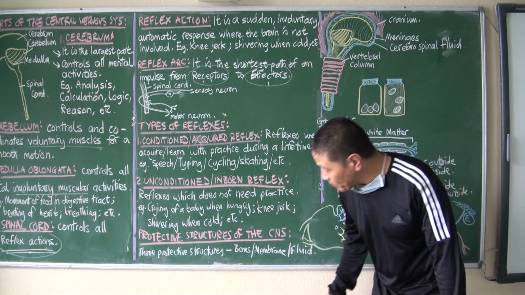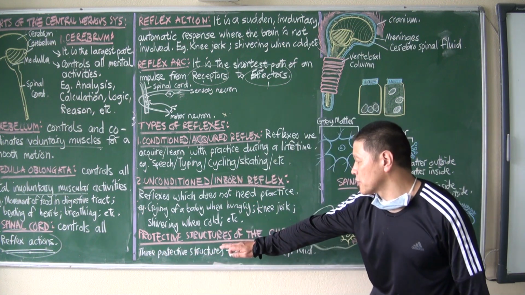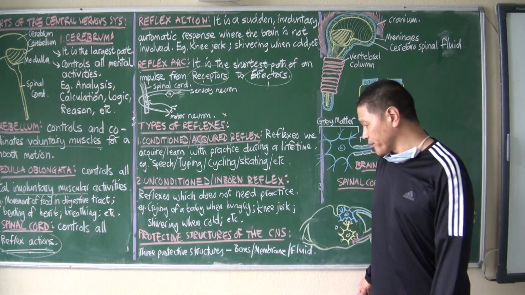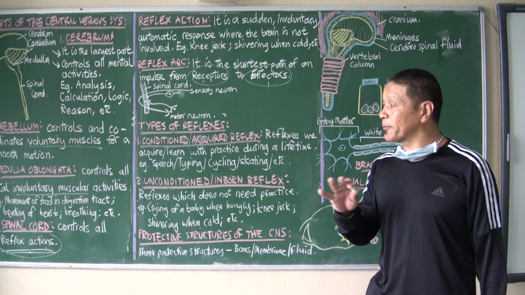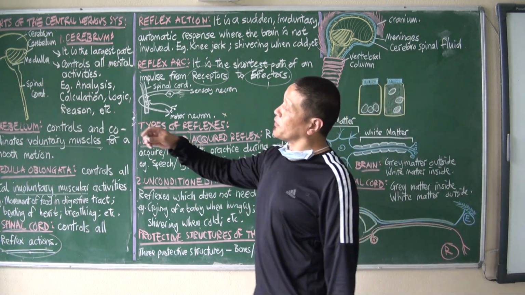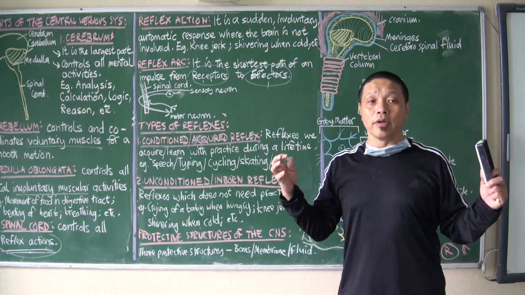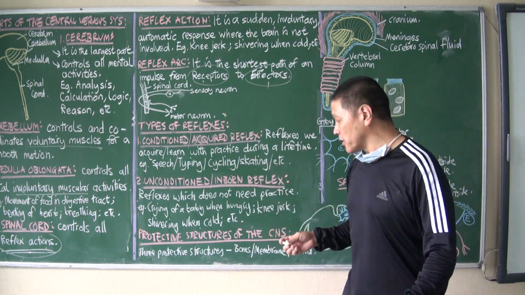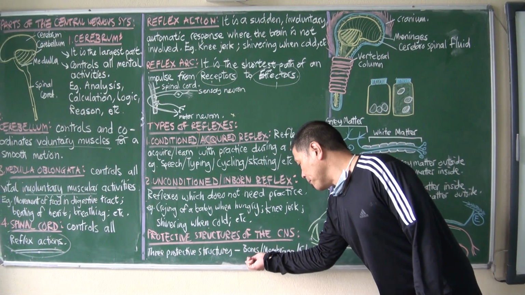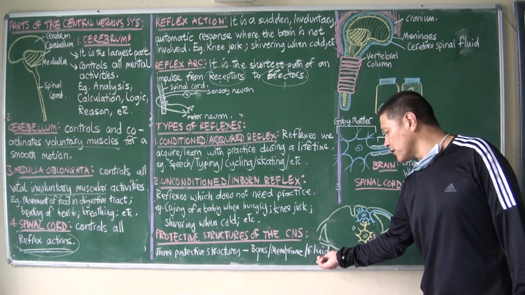The next is protective structures of the central nervous system. There are three structures that protect the central nervous system because it's a very, very important structure. It has a lot of work to do. It has a very vital work to do. Therefore, it needs to be protected by bones, membrane, and the fluid.